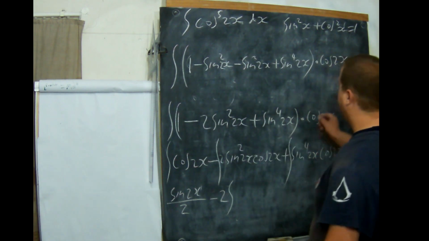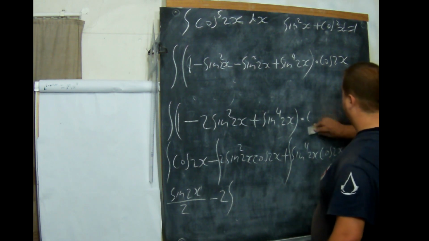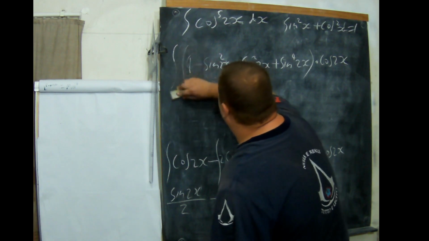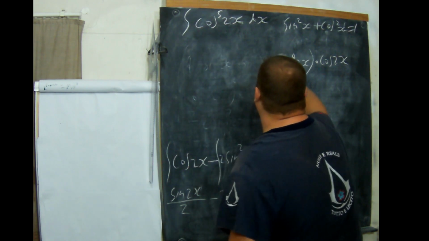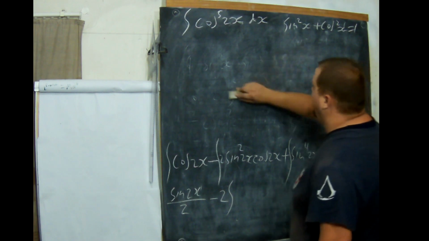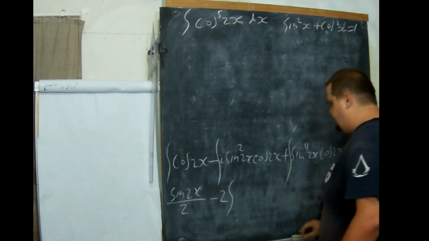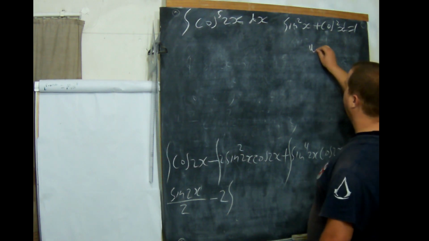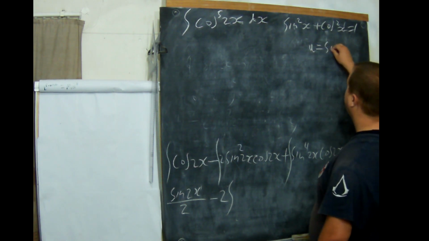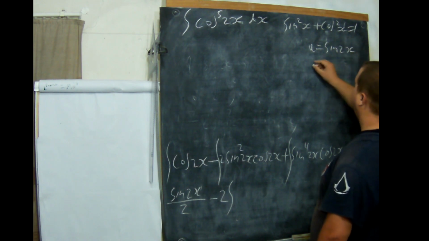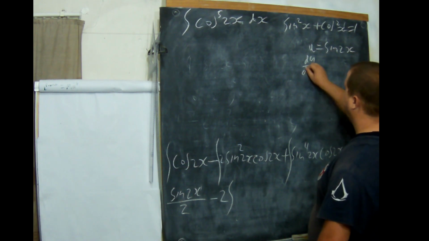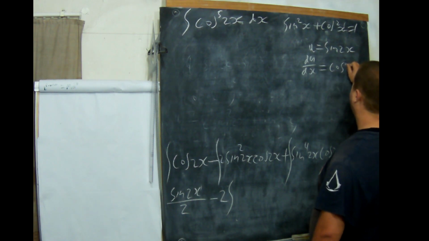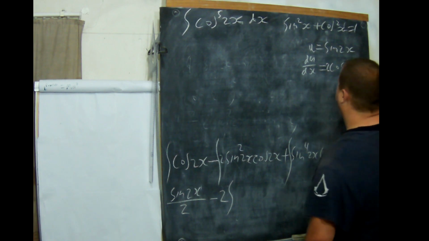Now sine squared. What we have to do now is make cos u. We're going to do u substitution. So u equals sine 2x. du over dx equals cos 2x multiplied by 2.